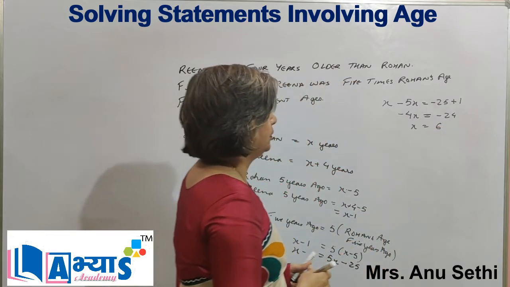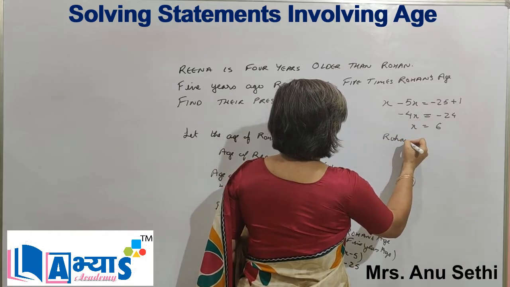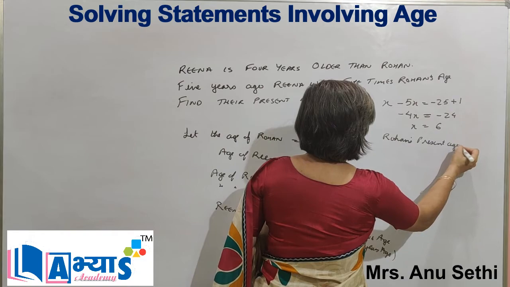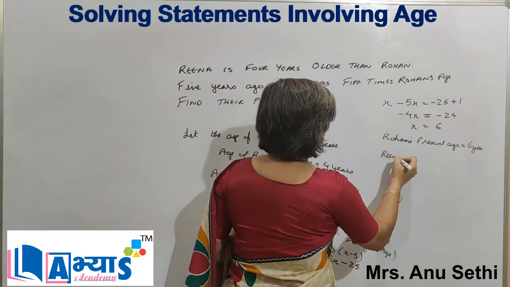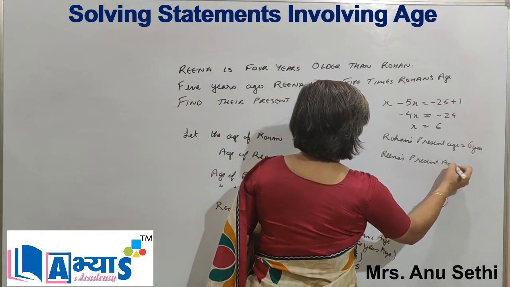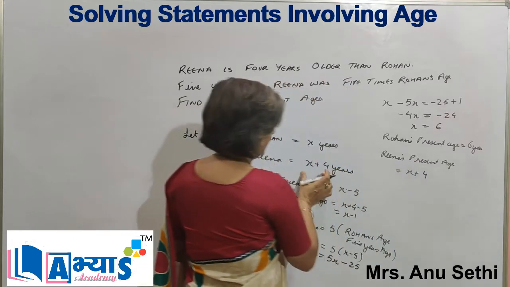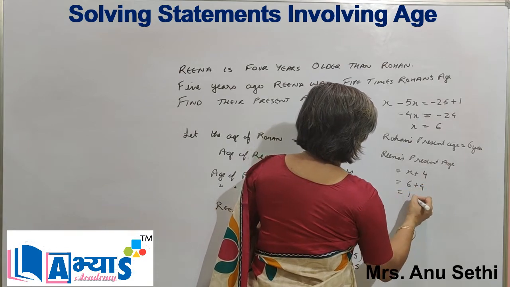So Rohan's present age is equal to 6 years, and Reena's present age is equal to x plus 4, that means 6 plus 4 or 10 years.